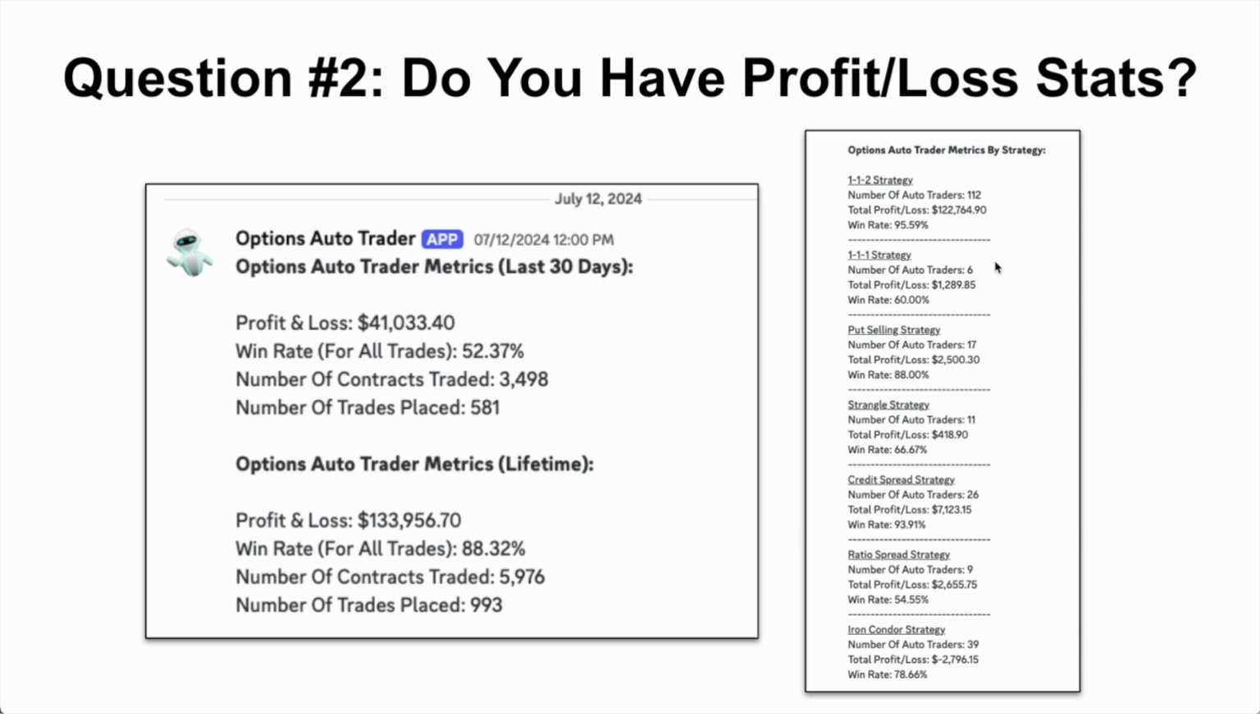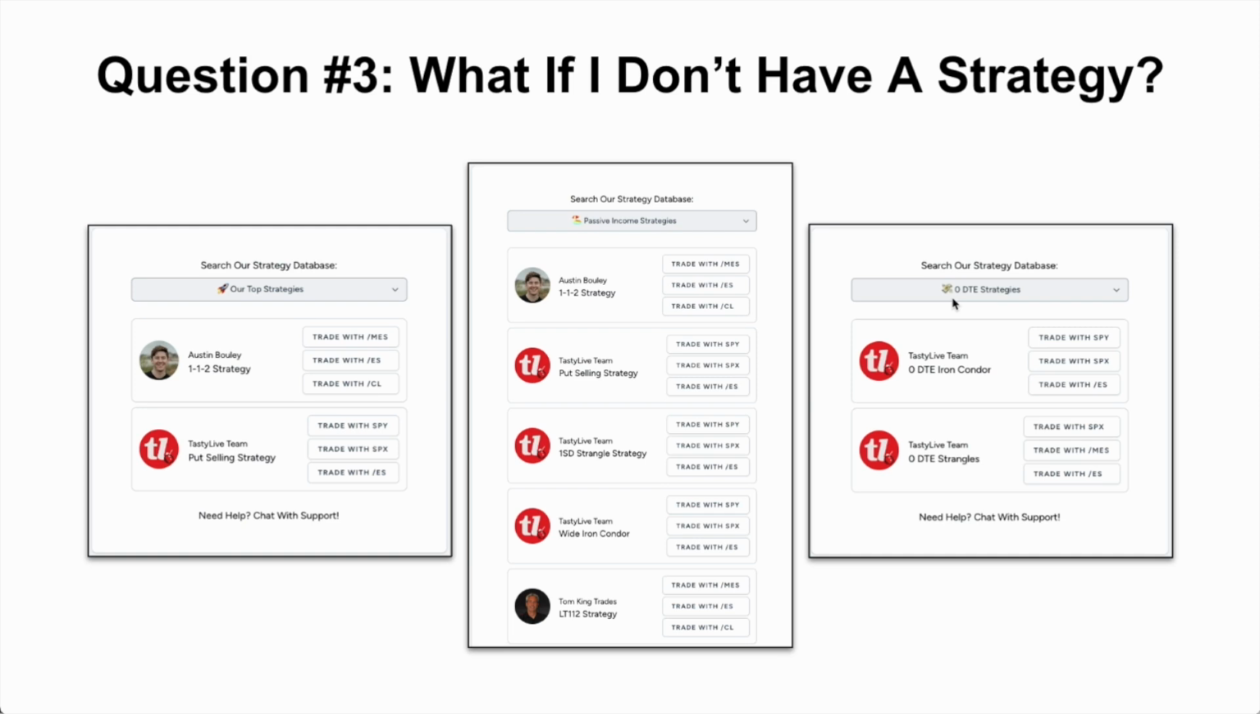Next, if you want to see the performance for each strategy, you can check that out. But like I mentioned, the 1-1-2 strategy is the best. Of all our 1-1-2 auto traders, there's a 96% win rate, and it's made $122,000. It's literally insane, but that's what our traders were doing. So that's our stats. Question number 3, what if I don't have a strategy?